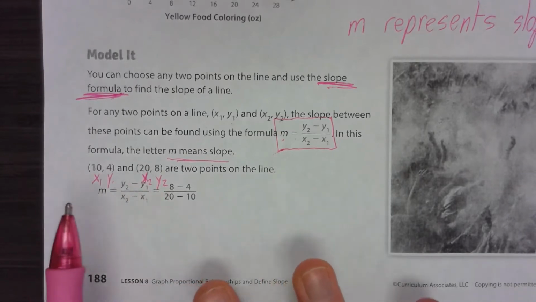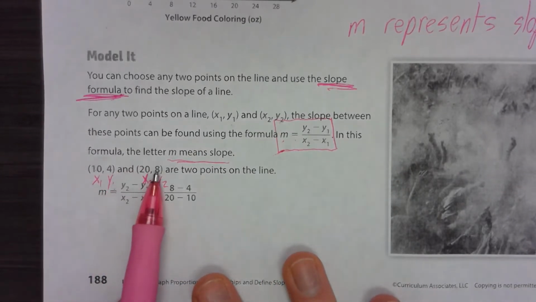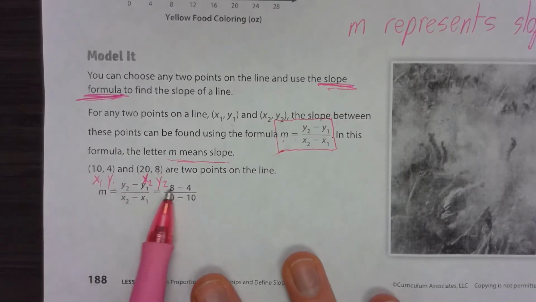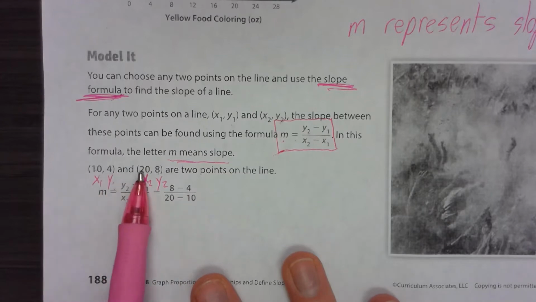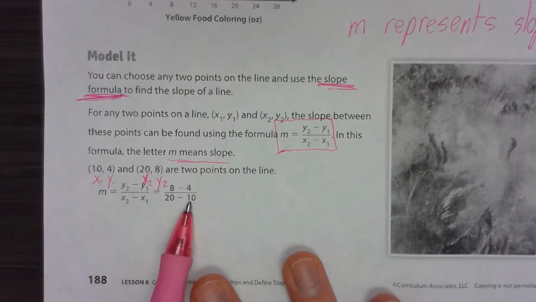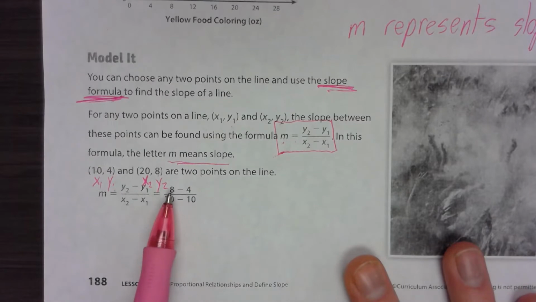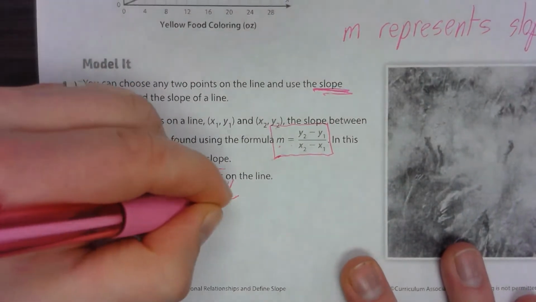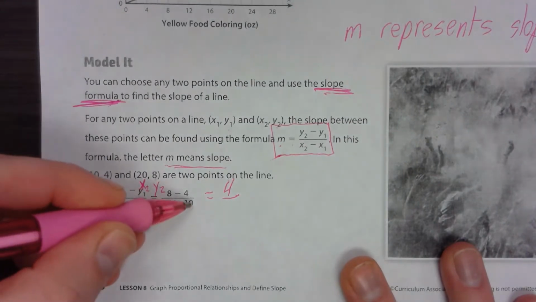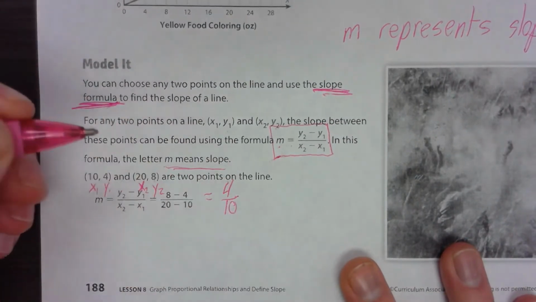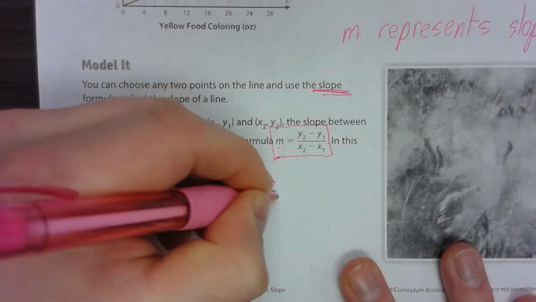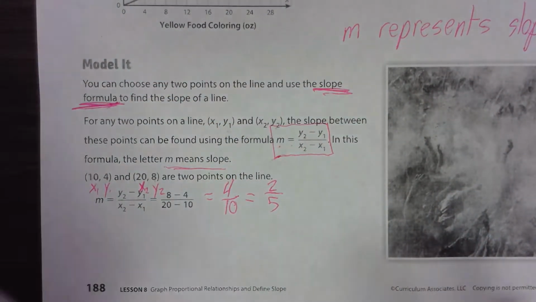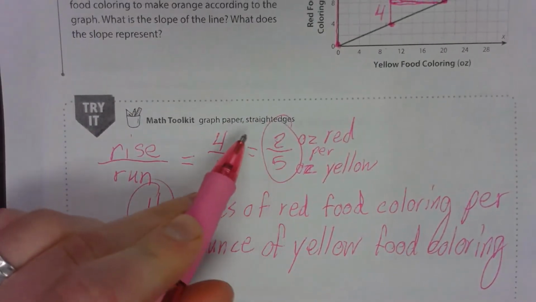And when you do that, all you need to do then is pick up your numbers and plug them into the equation. So pick up 8, put it here. Pick up 4, put it here. Pick up 20, put it here. Pick up 10, put it here. Well, 8 minus 4, what does that equal? That equals 4 divided by 20 minus 10. Oh, isn't that 10? Doesn't that equal 2/5 if I divide both of these by 2? Isn't that exactly what we did with our rise over run?